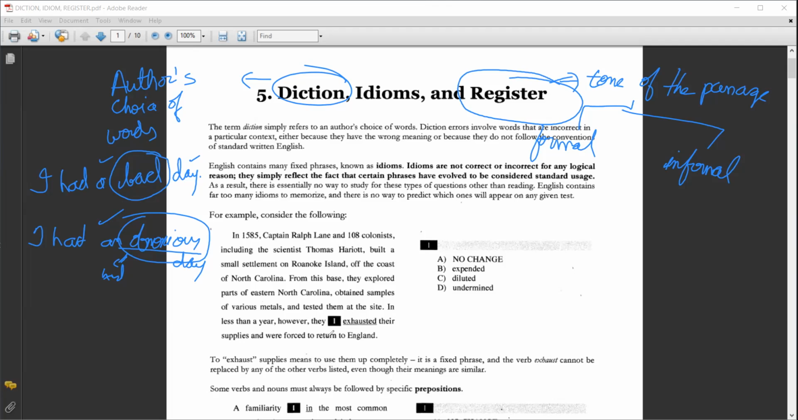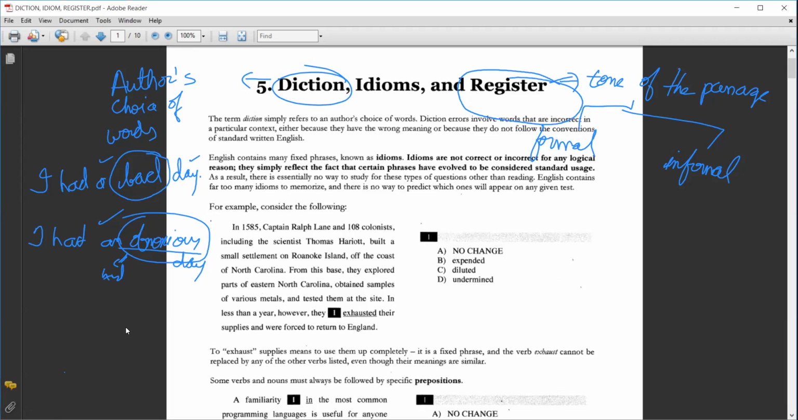Did you understand now what I meant by saying diction and register, how they go hand in hand? Got it? Understood? Hello? Am I audible or not? Yes, ma'am. Okay.